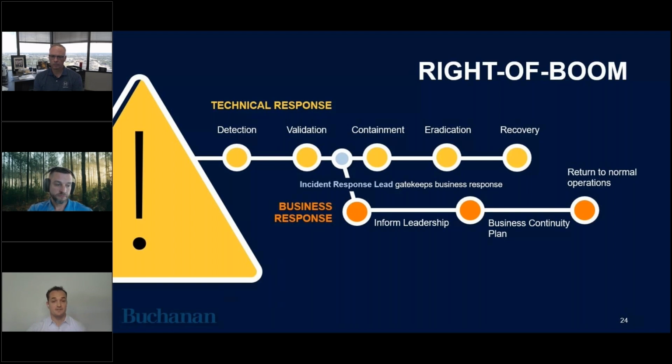The final aspect of this business response is being able to return to normal operations. Normal operations may look a little bit different after the incident than they did before the incident. It may also take quite a while to return to those normal operations. So the question becomes, how quickly can you get back to normal operations in light of the incident as you move through that continuity of operations or move through your business continuity plan?